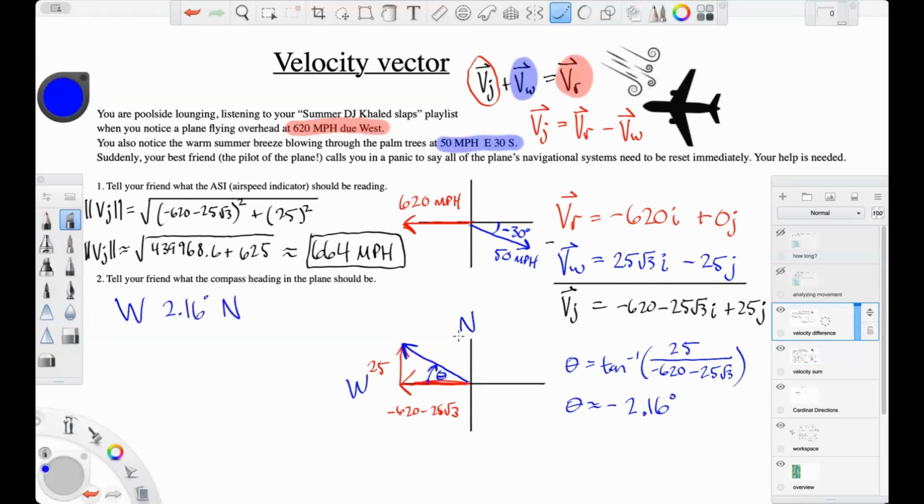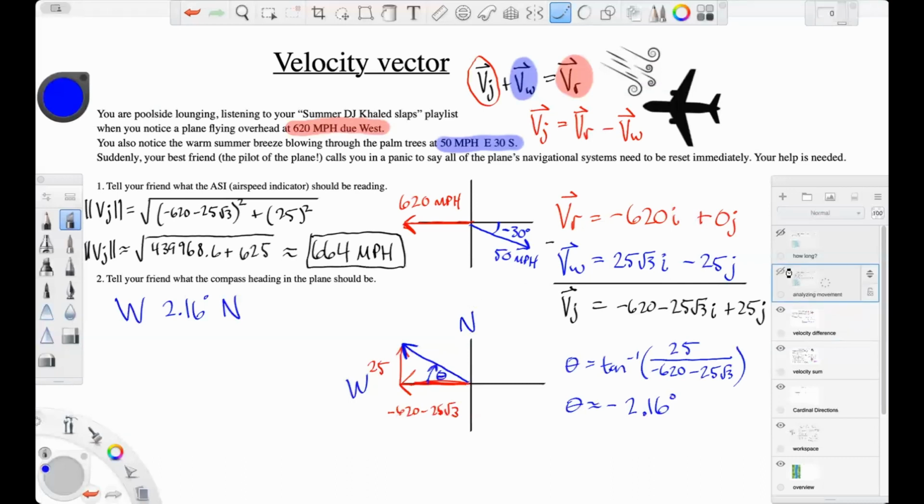And this kind of makes sense, right? Because the jet is going super fast. The jet is going 664 miles per hour in this west, a little bit north direction. The wind is blowing back against it this way and a little bit south, so that when the jet and the wind are acting against each other, the jet ends up flying directly west, a little bit slower than the jet is actually flying. Cool. So that's how we solve a problem like that.